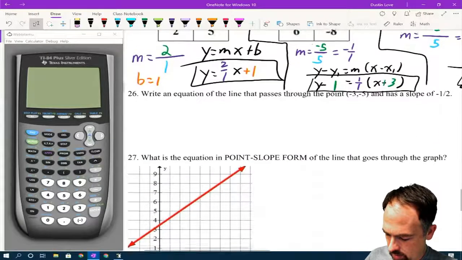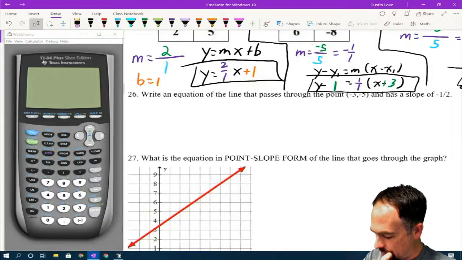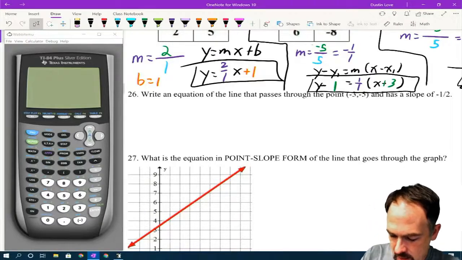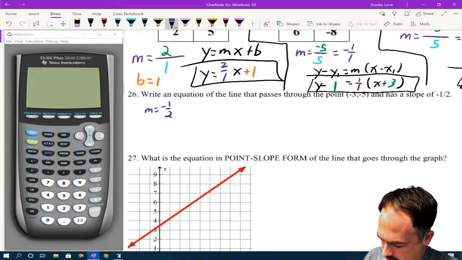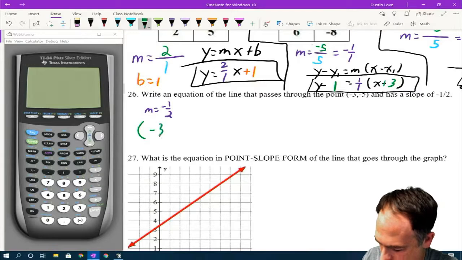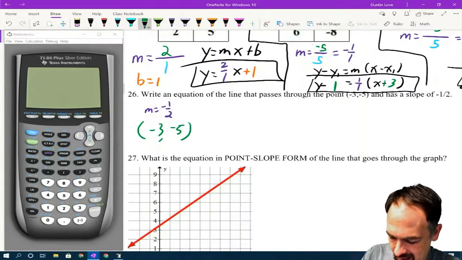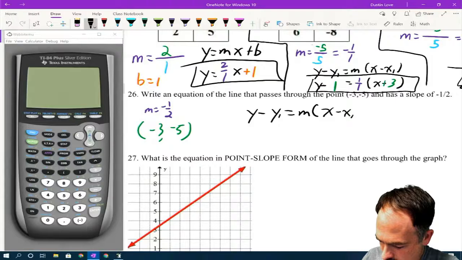Number 26: Write an equation of a line that passes through negative 3, 5 and has a slope of negative 1/2. Okay, so my slope is negative 1/2. Passes through the point. I'm just going to copy this down again because my marker kind of got in the way there. Looks like we're going to be using point slope for this. Y minus y1 equals m times x minus x1.